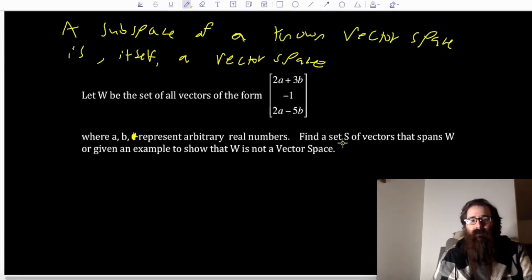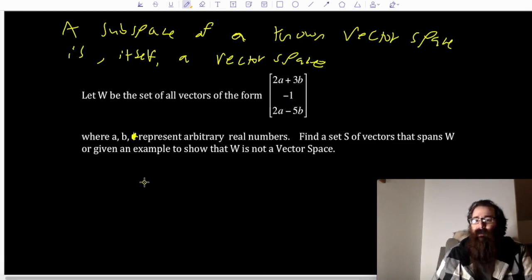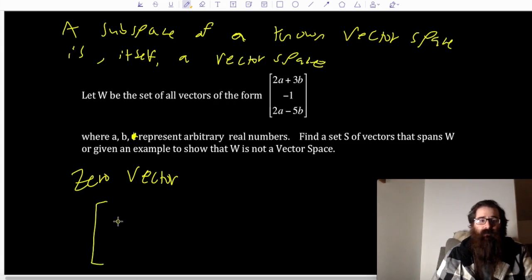But let's go ahead and take a look at what it is we have to say here. I want to show either that I can find a spanning set or show that W is not a vector space. Well, right away, there's some consideration to make. I think about that second entry. I think about maybe the zero vector first. The zero vector is a good place to start here. How would the zero vector look? Well, these are vectors that live in R3. I have 3 entries. The zero vector of R3 would have to be 0, 0, 0.